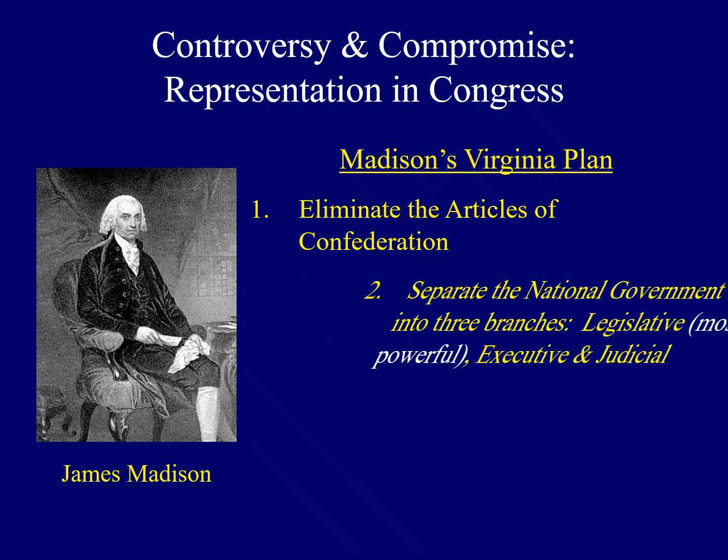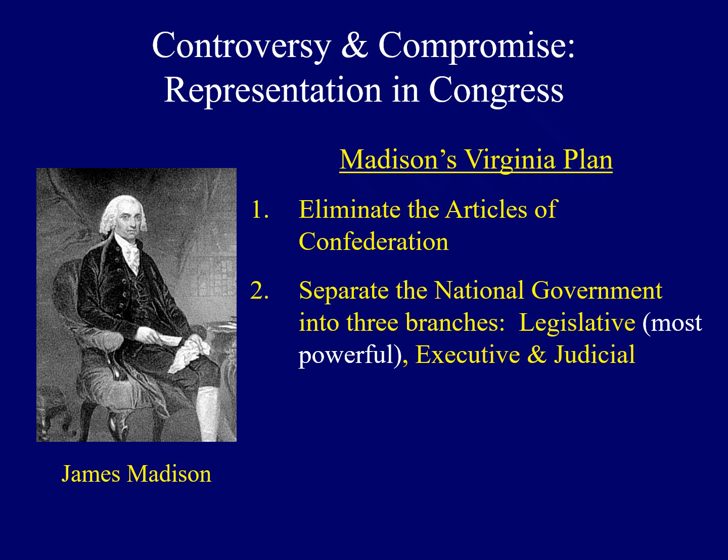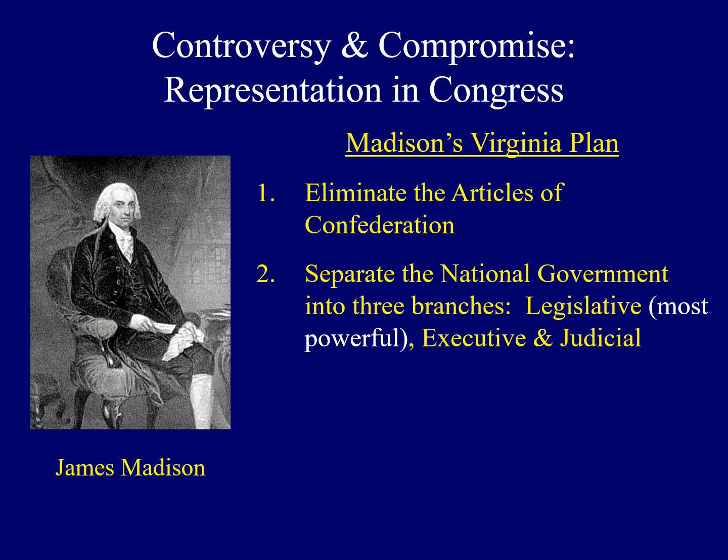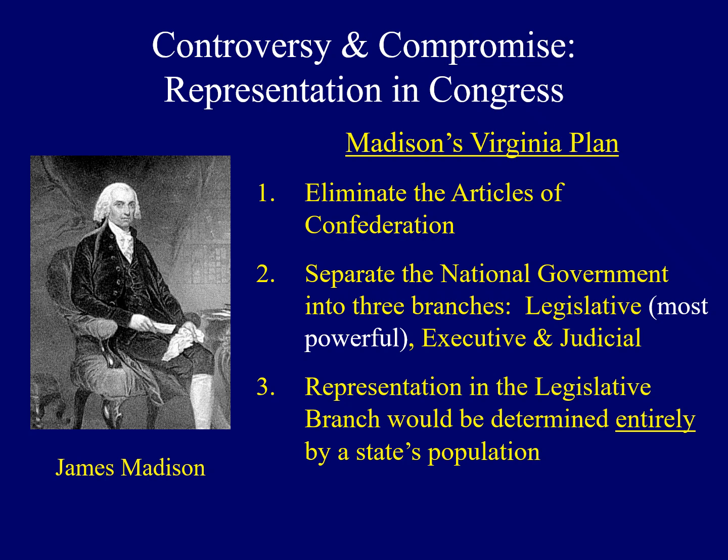Secondly, he argued that the national government should be divided into three branches: the legislative, executive, and judicial. Here we see kind of a visual representation of this separation of powers. Madison argued that the legislative branch should be the most powerful of the three branches. While those first two proposals met with approval by the delegates to the convention, Madison's third main idea was very controversial. He argued that representation in the legislative branch should be determined entirely by each state's population.